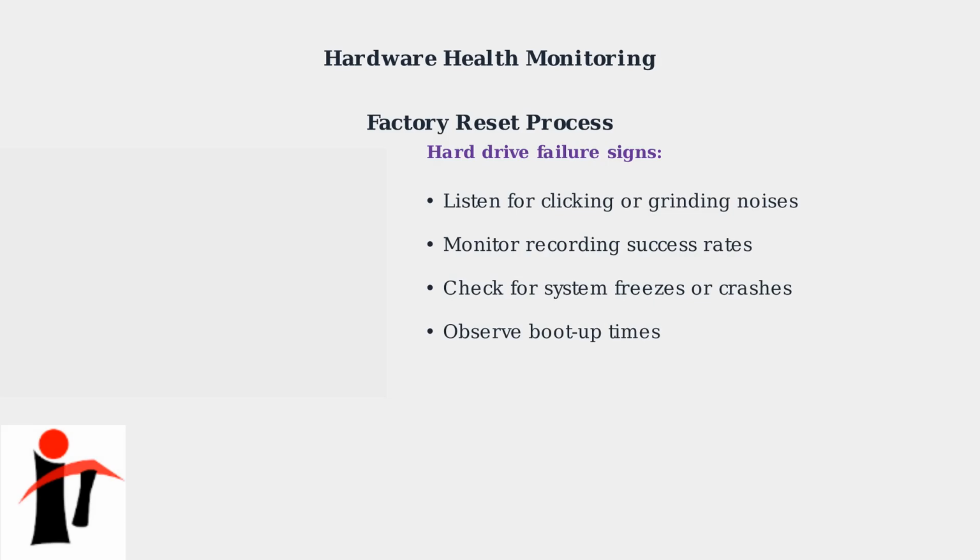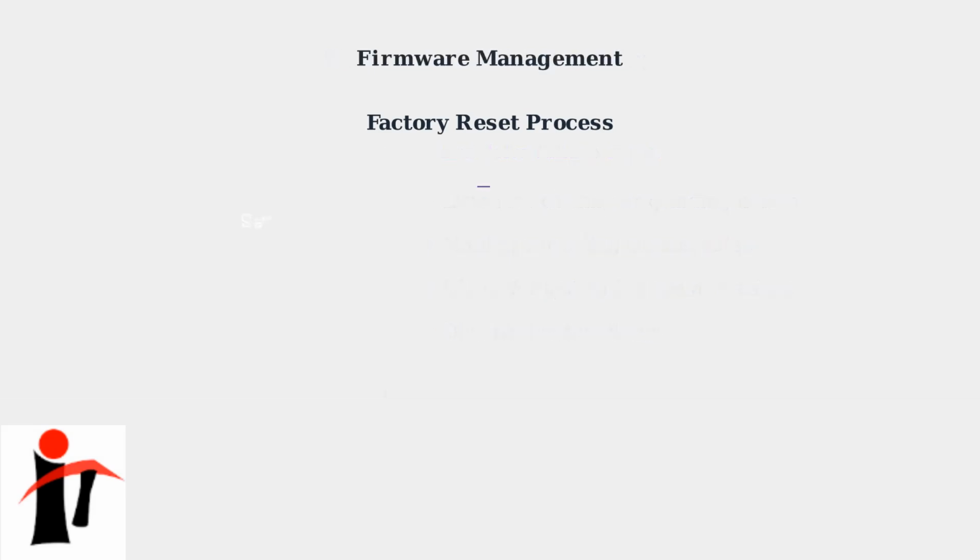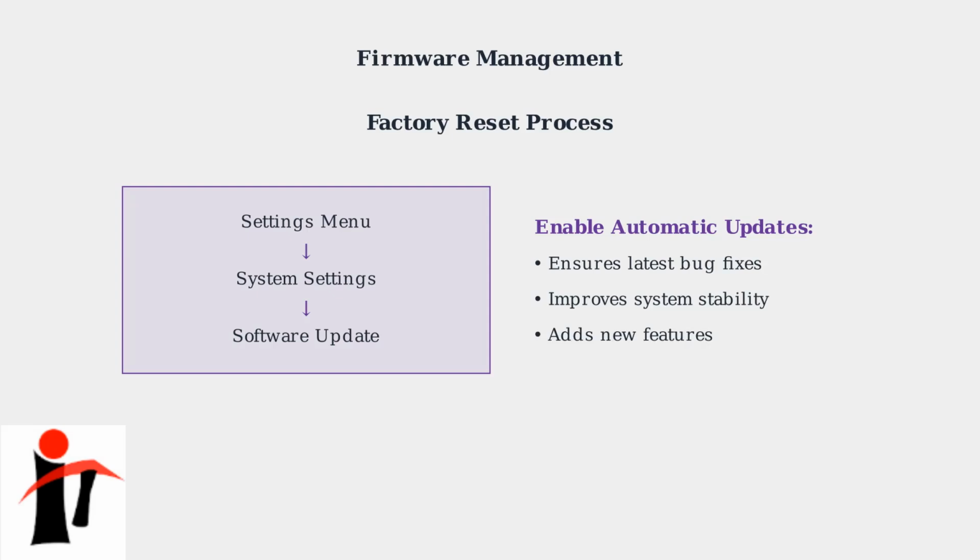Hardware monitoring is crucial for identifying potential failures before they cause complete system breakdown. Your hard drive is the most vulnerable component, and early detection of problems can save your recordings and prevent data loss. Keeping your firmware updated is essential for optimal performance. TalkTalk regularly releases updates that fix bugs, improve stability, and add new features. Enable automatic updates to ensure you always have the latest improvements.